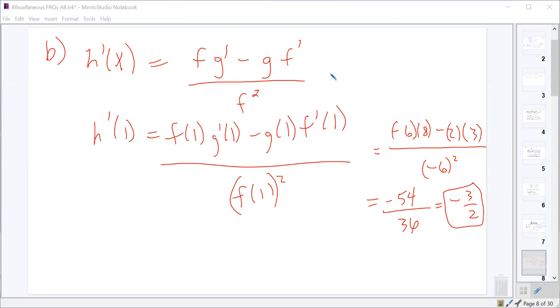And 3 points there, 2 for the expression and 1 for the final answer. Or actually, sorry, that's not right. 2 points for the expression of h prime of 1. So you had to actually plug in 1, and then 1 point for evaluating it correctly. Any questions there on part B?